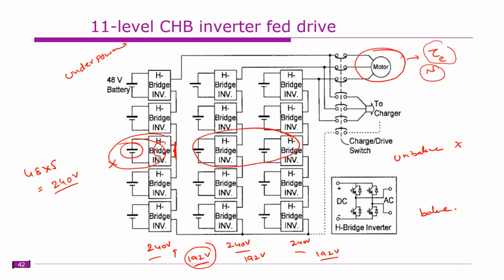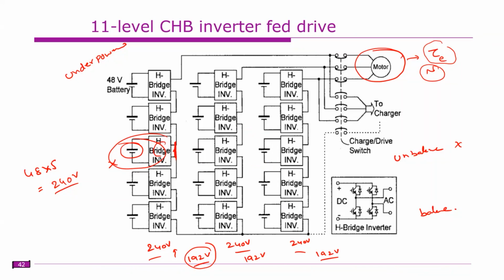This can also be overcome. There are some other methods, such as neutral shifting algorithms, where we can shift the neutral point of the inverter so that we can obtain a balanced supply. That we will discuss at a later point in this course. So that is the advantage with the cascaded H-bridge inverter.